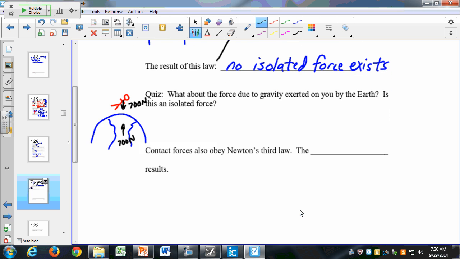So as I said, contact forces also obey Newton's third law, and the result of this is called the normal force.